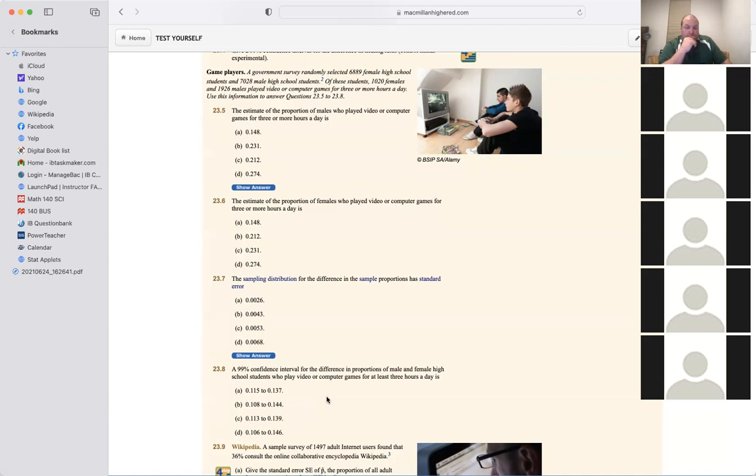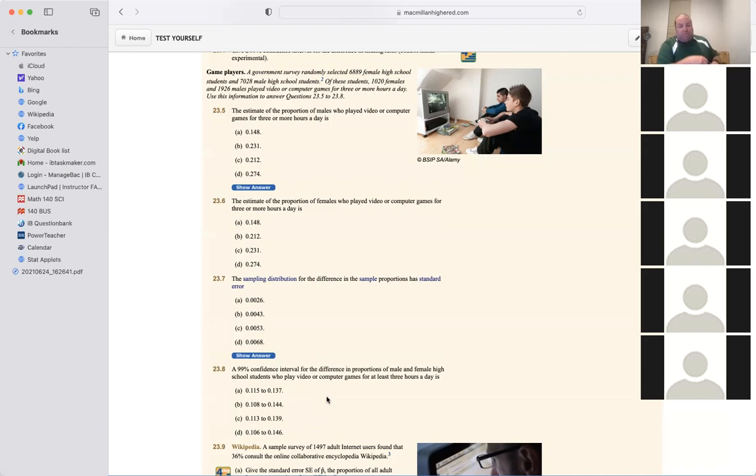So how do you find the proportion of males who played? You go to menu? No, don't need any of that. You just divide them. 1926 divided by 7028. That's it. The proportion of males who played: how many males played divided by how many males there were. That's it.